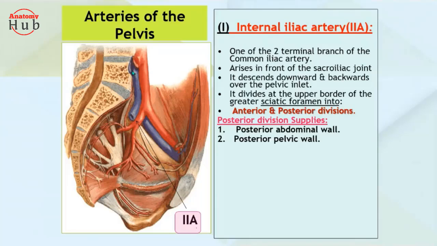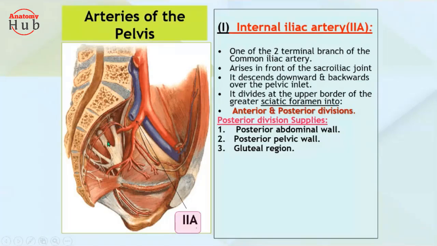right? And you'll find the levator costae muscles and your multifidus muscle. All these muscles are also getting branches from the posterior division of the internal iliac artery, right? And it also supplies the pelvic wall. Then it gives some branches as the superior and the inferior gluteal artery.